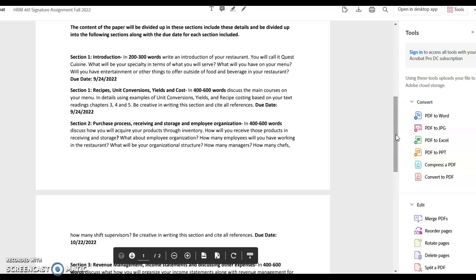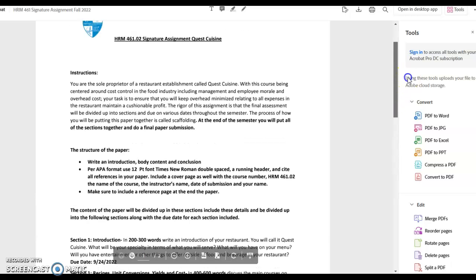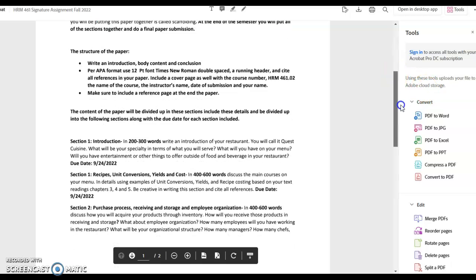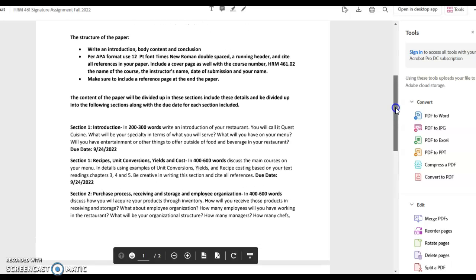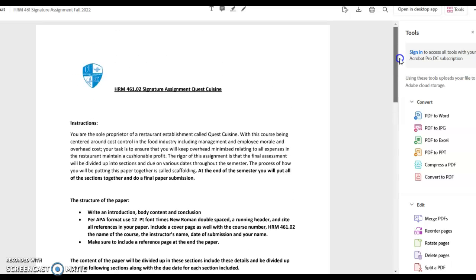Remember, class, this is going to be called Quest Cuisine. The type of restaurant is going to be left up to you. You already wrote what type of restaurant and cuisine you're going to specialize in. Will it be Mexican? Will it be Italian? Will it be American? That's based on your discretion. Again, section 2 is going to be due on Saturday. It's going to be centered around the purchase process, the receiving and storage, as well as the organizational structure of your restaurant. How many employees are you going to have working, managers, and staff?